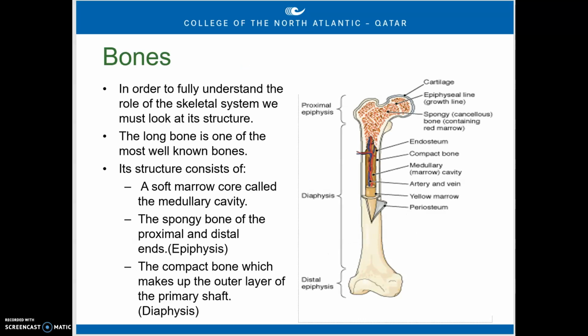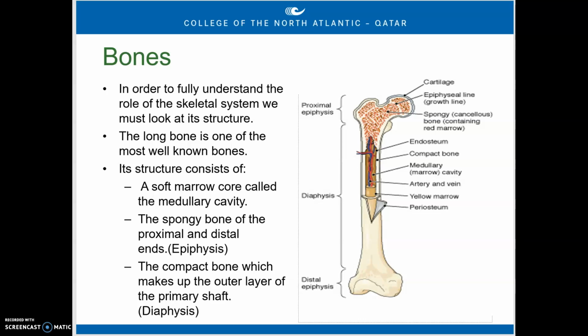Now, if we have a look at the bones, we need to have a good idea of the structure of the bone in order to understand the skeleton as a whole. The long bones are what we call bones that are longer than they are thick. So most of the bones that we find in the appendages, so the arms and the legs, are classified as long bones, but you can also have ribs and so on. So the long bone is the typical bone we think of.